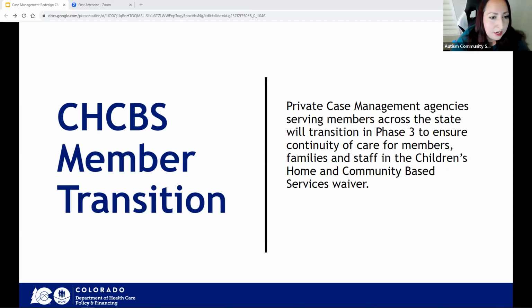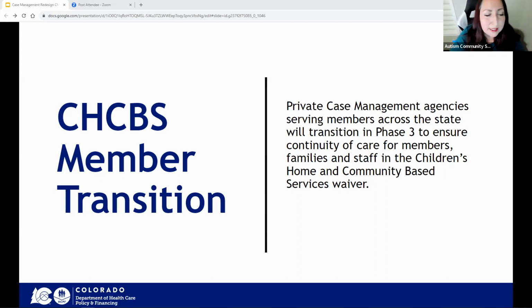Private case management agencies serving members across the state will transition. These are for anybody who's on a CHCBS waiver, and they are served by one of the 4 private case management agencies that I mentioned. They serve across the state, and their transition will be in phase 3 to ensure continuity of care, because they're dispersed all over. We wanted to make sure that nobody gets lost in the shuffle. Absolutely, that everybody's going to be transitioning to the correct place.